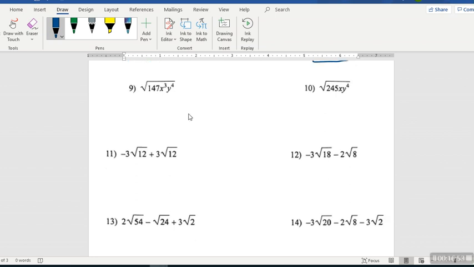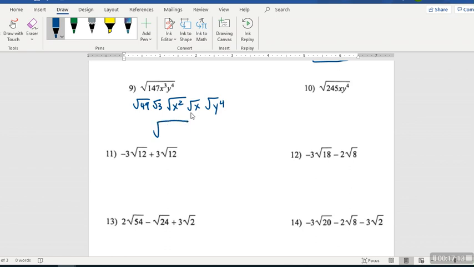147. That's one I've simplified numerous times over the years, so I'm pretty familiar with that one. I know it's 49. It goes into it 3 times. Got an odd exponent, so I need to knock it down 1. 1 times x, that's even, so it's good to go.